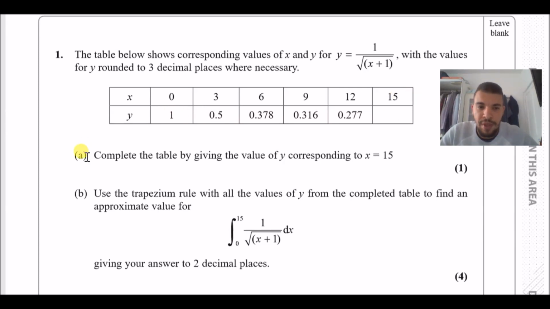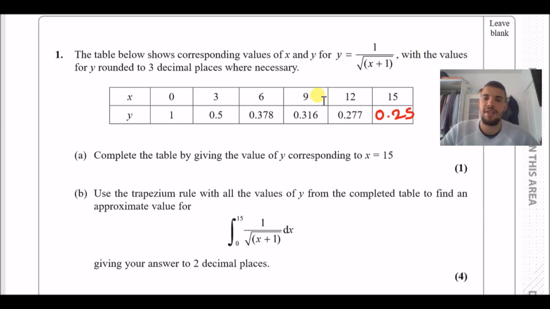So let's read part A. A. Complete the table by giving the value of y corresponding to x equals 15. Now, this is straightforward. You literally just have to replace this x value here with 15. So you, in your calculator, you can use a fraction button or any scientific calculator and write 1 over the square root of bracket 15 plus 1 and get your answer. You can actually do it mentally, and if you do, you should get 0.25.